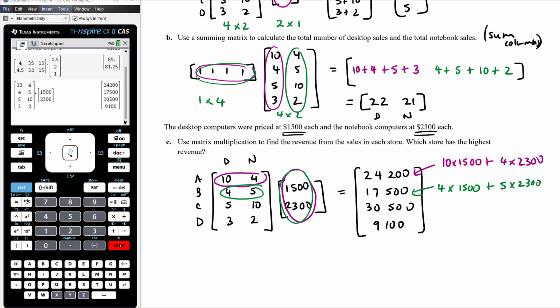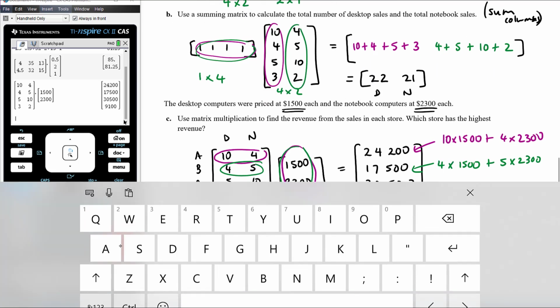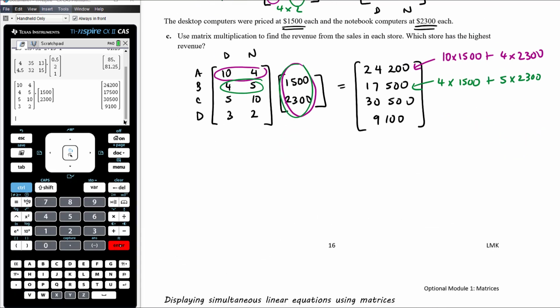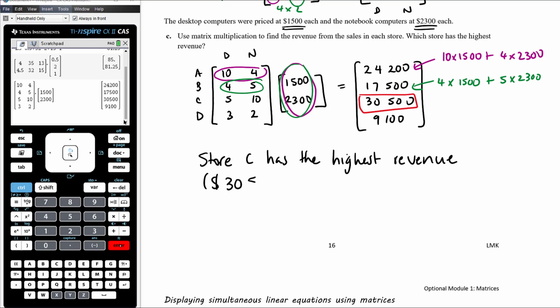Which store has the highest revenue? We can now see from our matrix, which gives the total revenue, that store C has the highest, which is that one there. Store C has the highest revenue, which is $30,500.